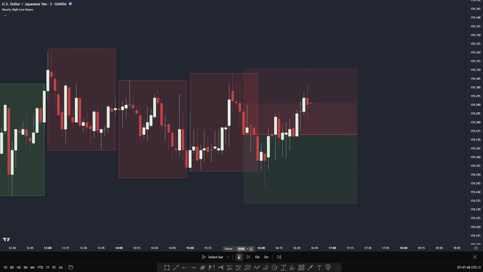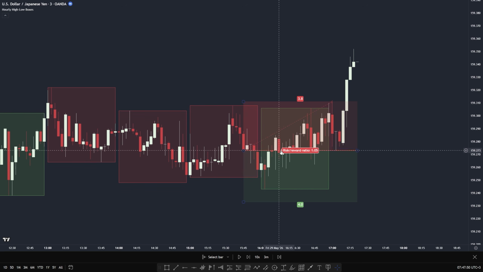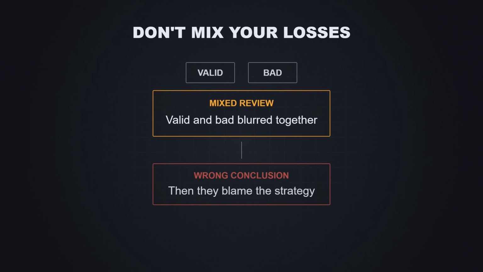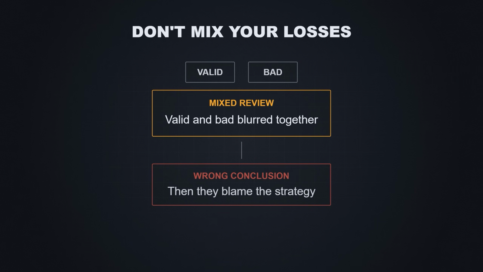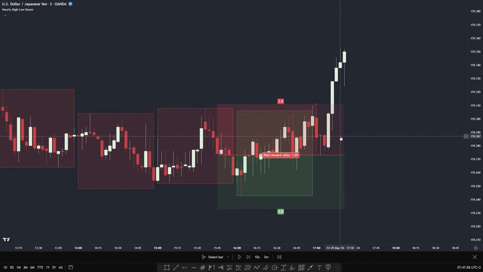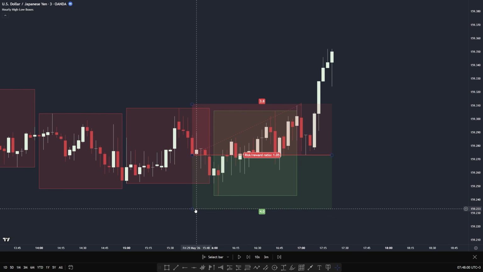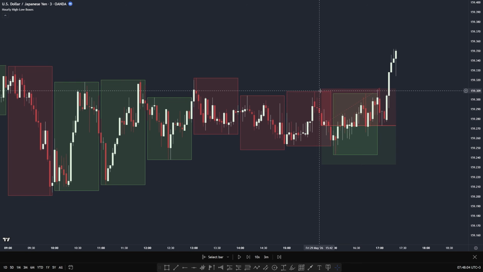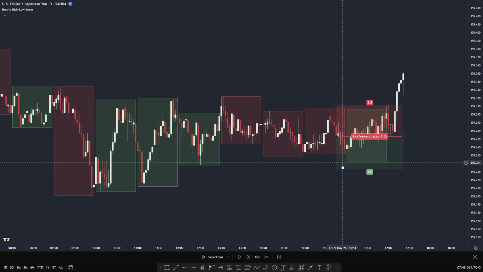This is where most traders destroy their review. They mix valid losses with trades that should never have been taken. Then they blame the whole strategy. The hidden edge is learning to separate the two. Most traders do not need more setups. They need to stop treating every loss the same.